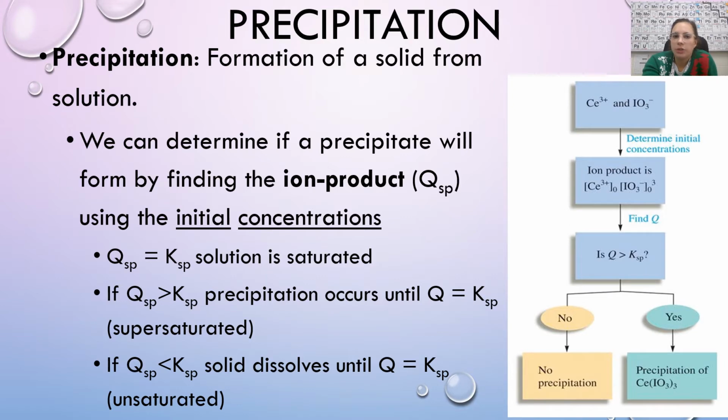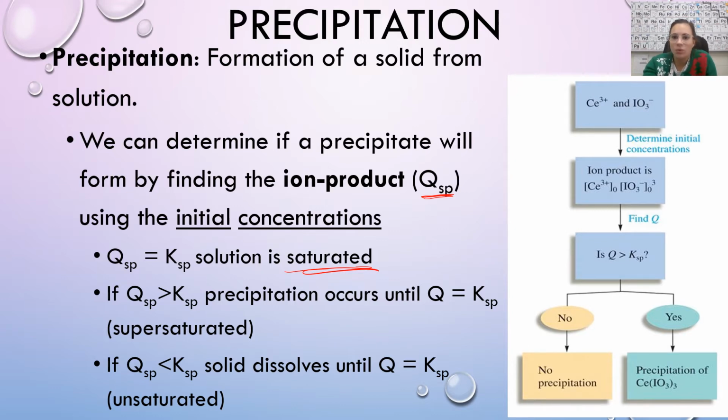So, as we said, precipitation is the formation of a solid from solution. We can determine if ions are going to precipitate out and form a solid by calculating Q, and in this case we're going to call it Qsp, using whatever initial conditions or initial concentrations that we are given. Just like in the previous slide, when Q equals K, we're at equilibrium. Well, when we're talking about ions in a solid, equilibrium, we call that a saturated solution. So if Q is equal to K, then our solution is saturated.